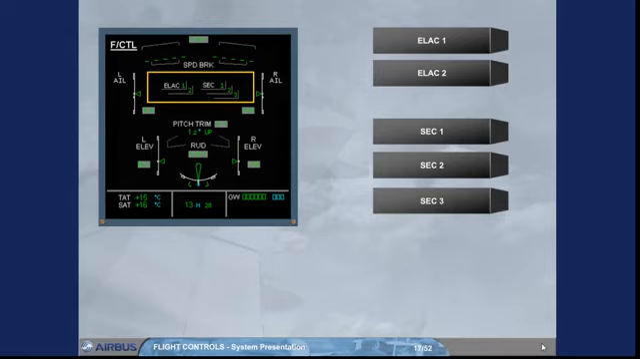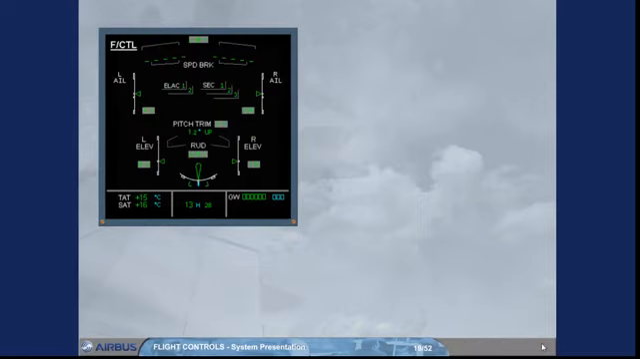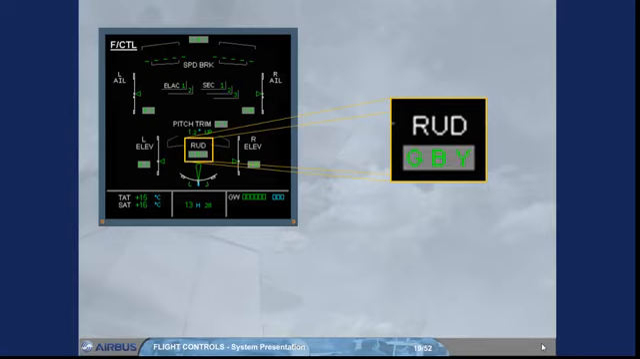Now, we will see the hydraulic aspect. 3 independent hydraulic systems are used to power all the flight control surfaces. The hydraulic systems which actuate each control surface are indicated on the ECAM flight control page by the use of G, B and Y. For example, the rudder is powered by the green, blue and yellow hydraulic systems. The ECAM flight control page is now complete.